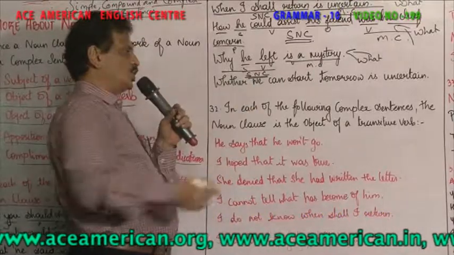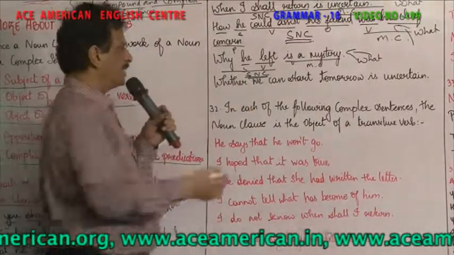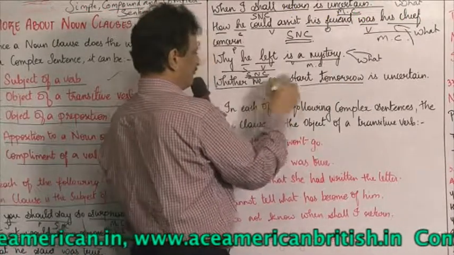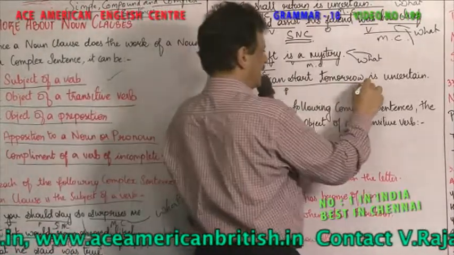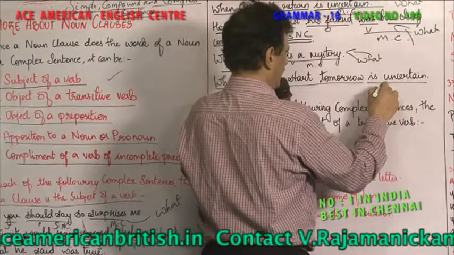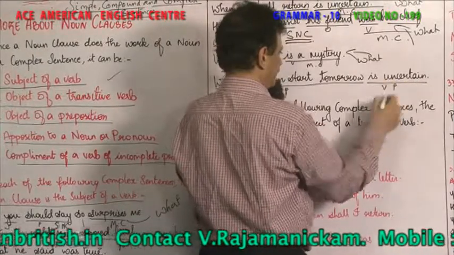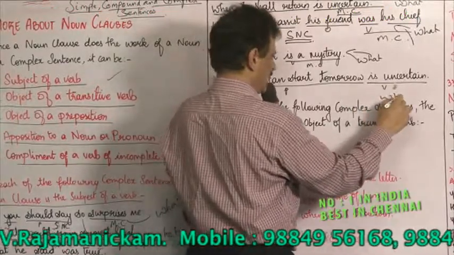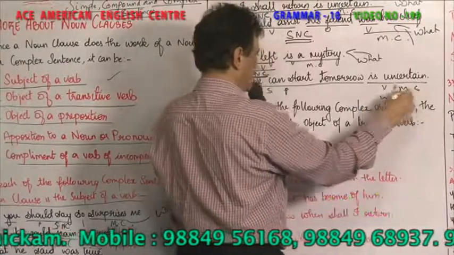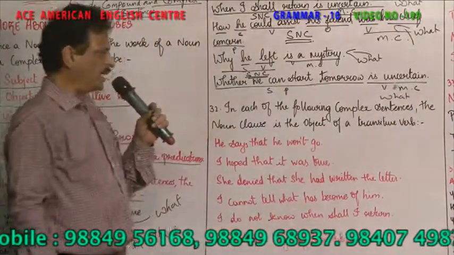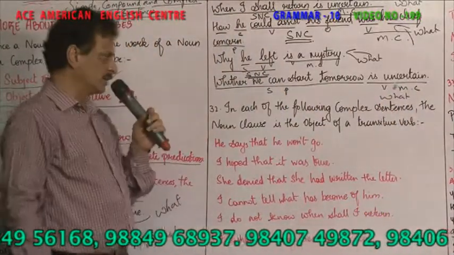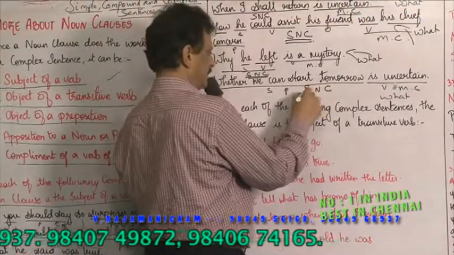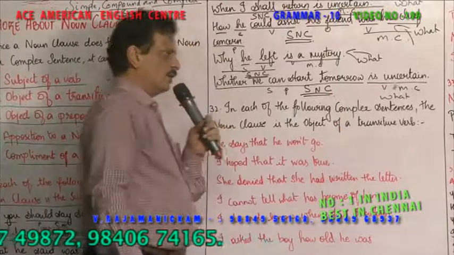Whether we can start tomorrow is uncertain. See, whether we can start tomorrow is one subject and predicate. It doesn't give a full meaning. Is uncertain gives a meaning. So you have a verb and a predicate. So is uncertain. You ask a question: what is uncertain? It is the main clause. And the answer you get is whether we can start tomorrow. So this becomes a noun clause and it acts as a subject. So, subject noun clause. Hope you are able to get it.